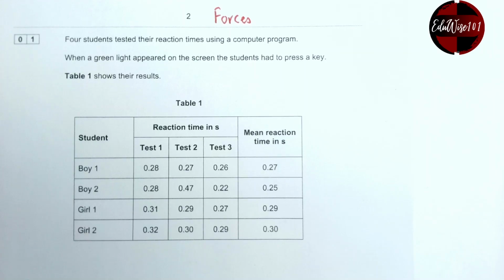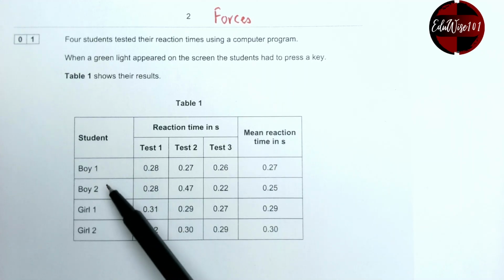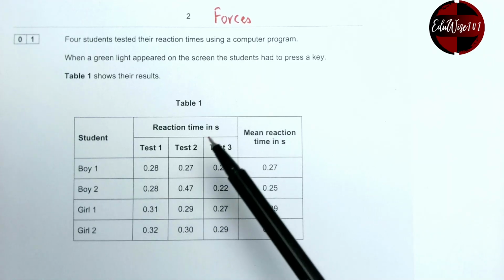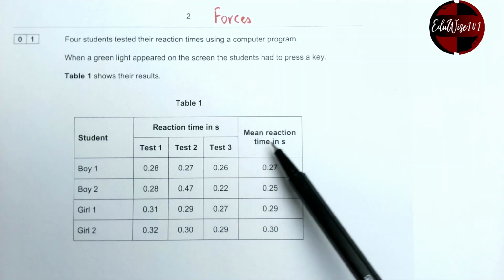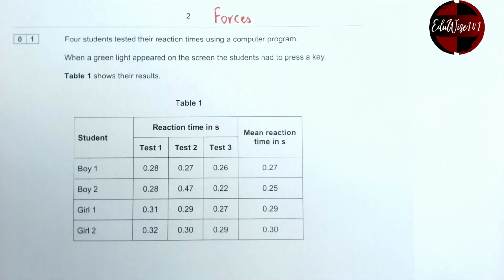Question 1. 4 students tested their reaction times using a computer program. When a green light appeared on the screen, the students had to press a key. Table 1 shows their results. Student, boy 1, 2, girl 1 and 2. Reaction time in seconds. So they've done it 3 times and their mean reaction time has also been given.